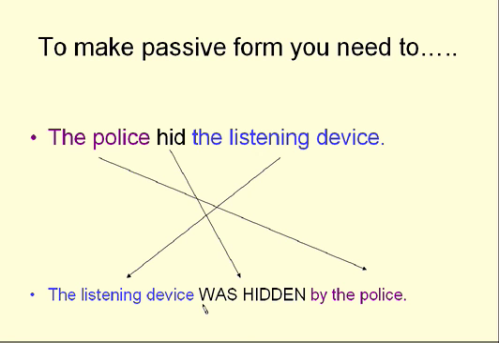As you see, there's a form of the verb be here, and you have the third form of the verb hide: hide, hid, hidden. And now you have subject, predicator, and this is an adverbial of agency.